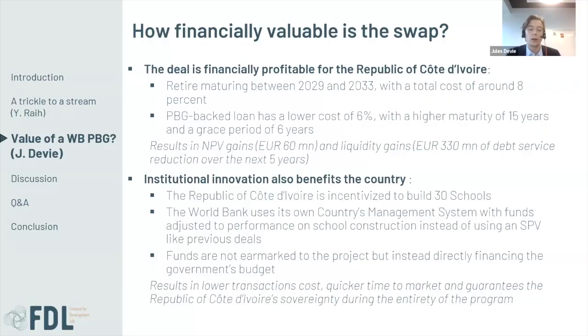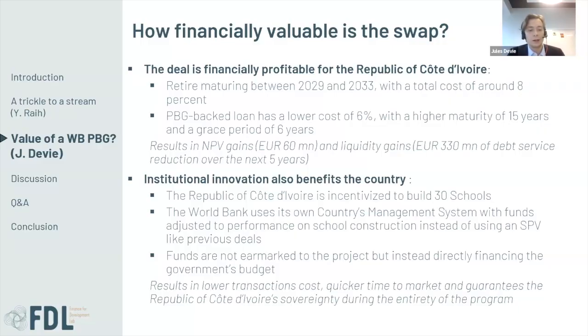One very important benefit as well is that the Republic of Côte d'Ivoire retains what we can call sovereignty during the entirety of the program. What I mean by this is that with an SPV, the funds are blocked. You have to use them for the operation. In the case of Côte d'Ivoire, the funds go directly into the budget of the country, which can use them as it pleases, which is really important. And the question that may arise is how is the Republic incentivized if it can use the funds, if they go straight into its budget?